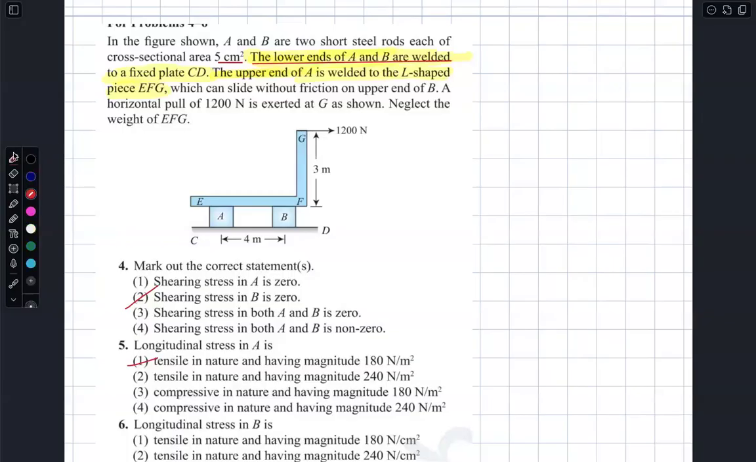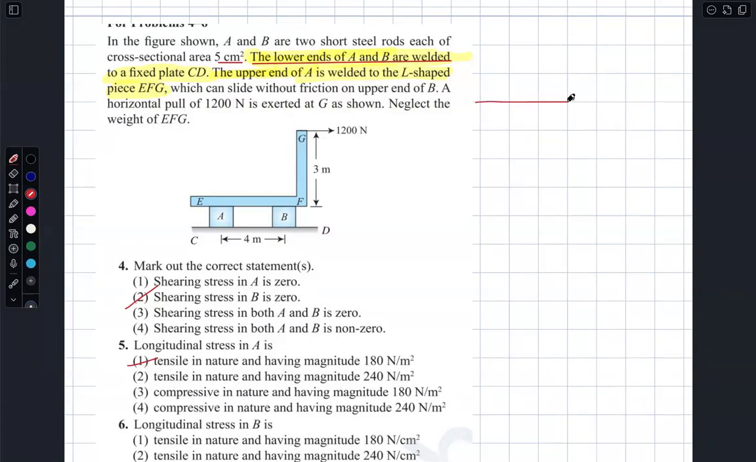In fact, A is welded. So A is welded, right? Now, but it can slide freely on B. A horizontal pull force of 200 newtons is exerted at G as shown. Neglect the weight of EFG. Now, what happens? Please try to understand what is happening over here.